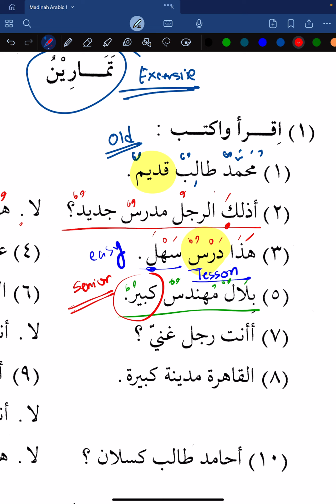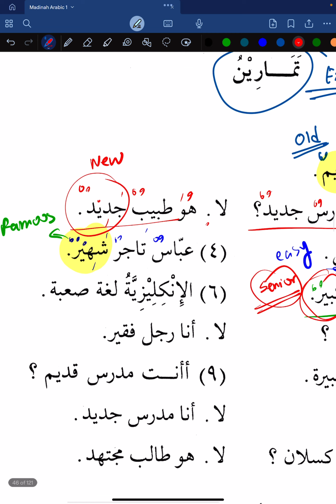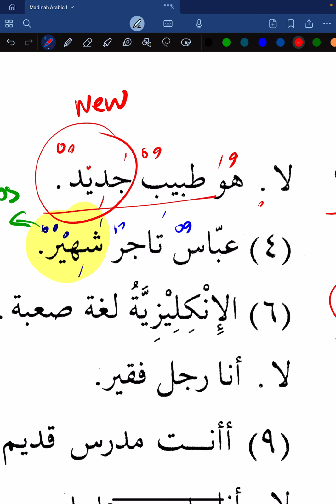Kursiyun means a chair. You don't say Allah sat on his kursi. That means his throne. Stuff like that. So kabirun does mean big, but here we're going to put senior, because elder isn't a proper word here. But yeah, we'll let it say senior. Muhandis. Okay.